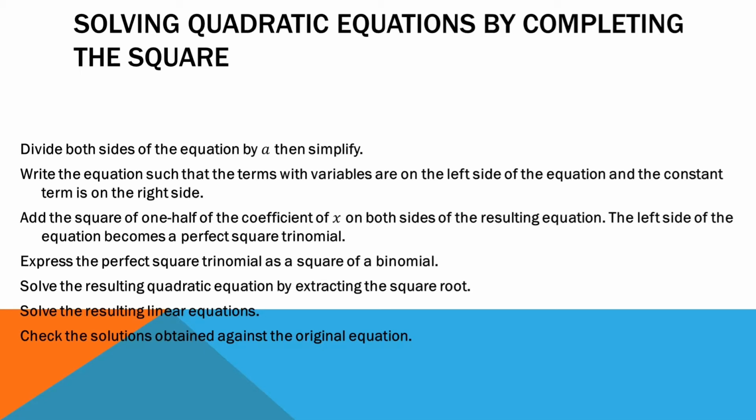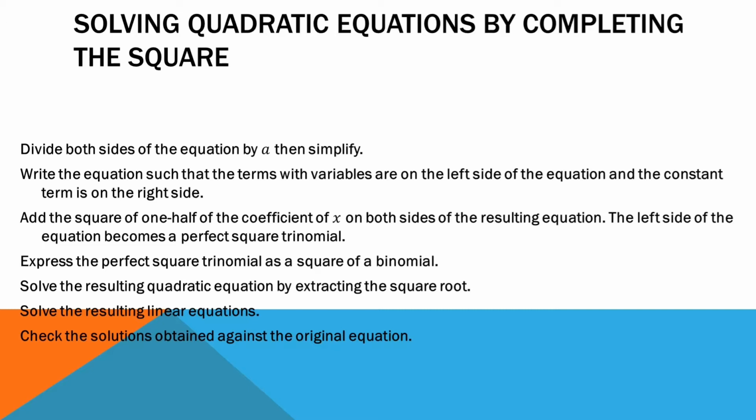So ito yung mga process how we are going to solve the quadratic equation by completing the square. First, we are going to divide both sides of the equation by a, then simplify. Then write the equation such that the terms with variable are on the left side of the equation and the constant term is on the right side. So ibig sabihin, if a or real number a is greater than 1, then we are going to divide both sides by a. Then next, kailangan yung constant term natin ay nasa right side para makapag-proceed tayo sa ating completing the square.